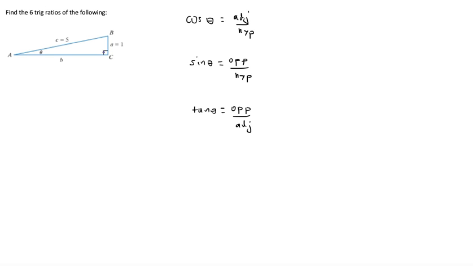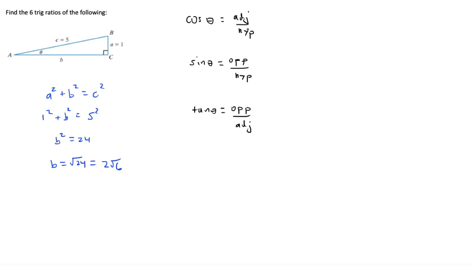Based on the way that this triangle is labeled, we know that a squared plus b squared will equal c squared, right? So 1 squared plus b squared is equal to 5 squared. Of course, 5 squared is 25. We'll subtract the 1 over, so b squared equals 24, which means b is the square root of 24, which is 2 radical 6 once we simplify that.